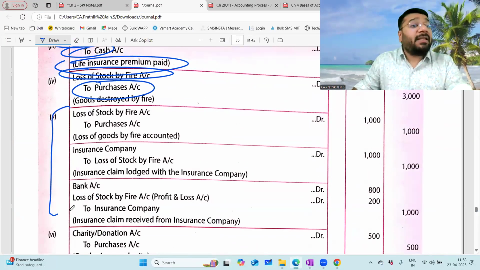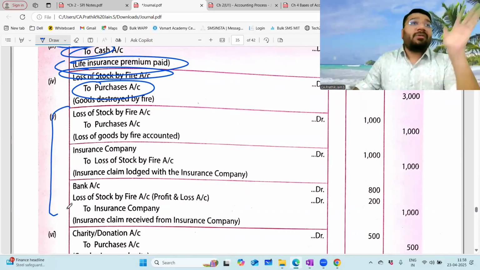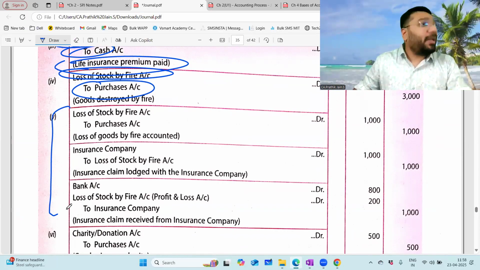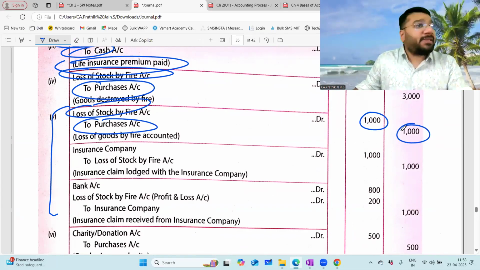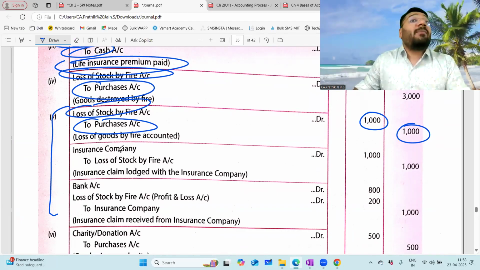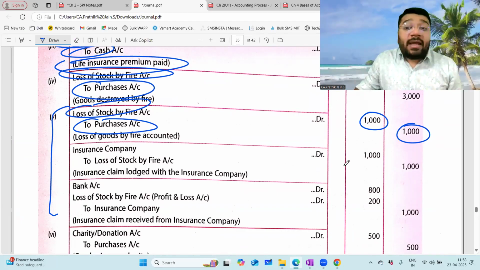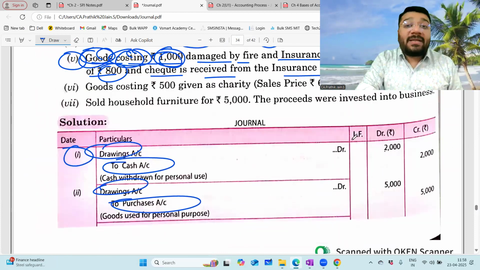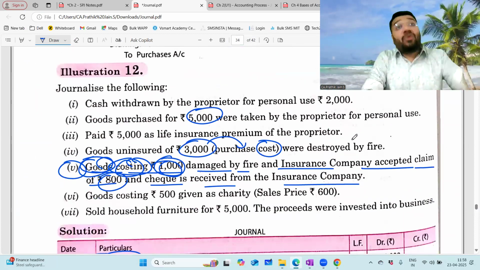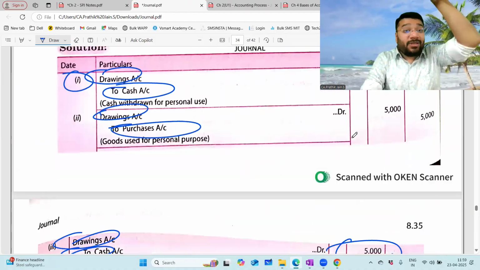In this particular entry, they have done it in a different manner. This is also allowed. What they have done and what we have done are both the same, but they have complicated it a bit. They recorded the loss, reversing the purchases. And then when the insurance company confirmed the claim amount, they are debiting 1,000. Why are you debiting 1,000? When the person is saying that I'll pay you 800 only, will you debit the insurance company by 1,000?